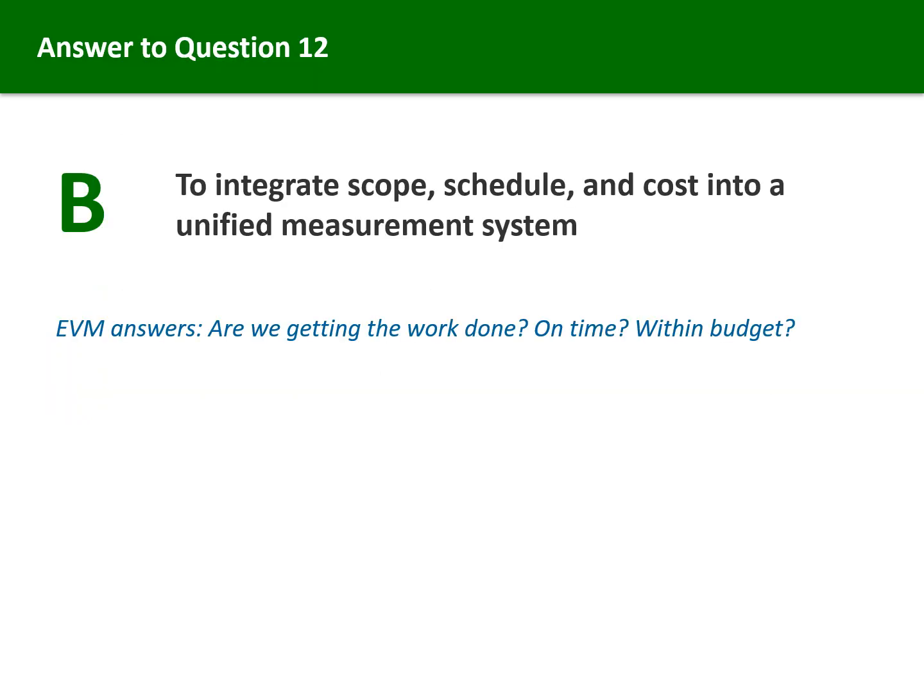The correct answer is B. Earned Value Management, or EVM, integrates scope, schedule, and cost into a unified measurement system. It answers three fundamental questions. Are we getting the work done, which is scope? Are we on time, which is schedule? And are we within budget, which is cost? By comparing planned value, earned value, and actual cost, project managers can objectively assess project health and forecast future performance.